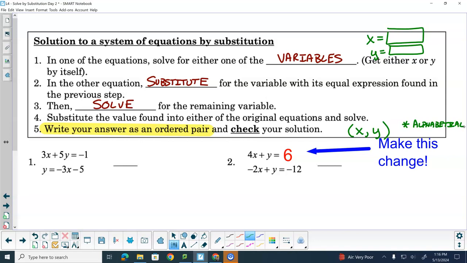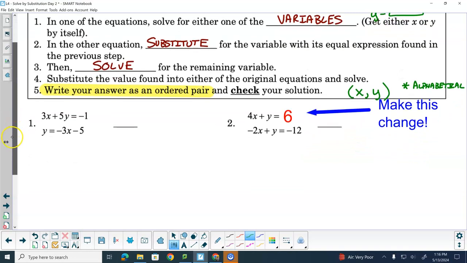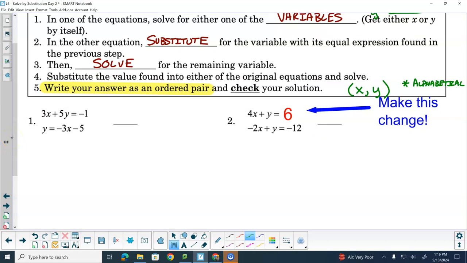Alright? So let's start with number 1. Ava, we're going to start with you. Okay? What is step number one? What does step number one tell us we need to do? Okay? Did we do that already, or do we have to do that? It's already done, because this one's already y equals, right? Because remember I said we need either a y equals or an x equals, right? Okay? So we've got that already. So we've got this as our something.